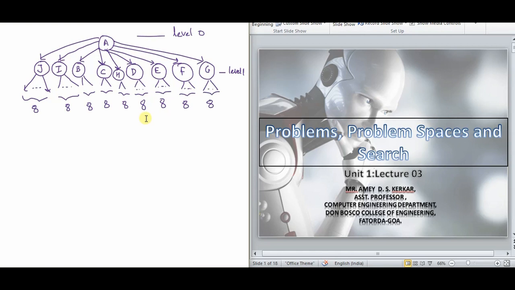So you can imagine at level 0 there was a single node. At level 1 there were how many? There were 9 nodes. The number of nodes I will be depicting in green color. So initially there was only one node, at this level there were 9 nodes, and at the next level there will be 9 into 8 nodes. So you can just imagine how huge the number of nodes have become.